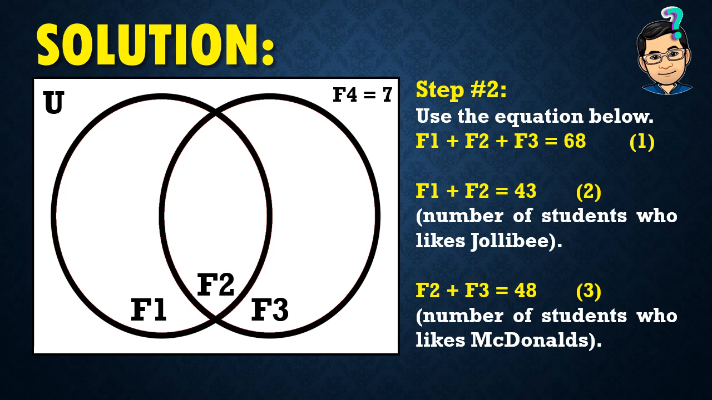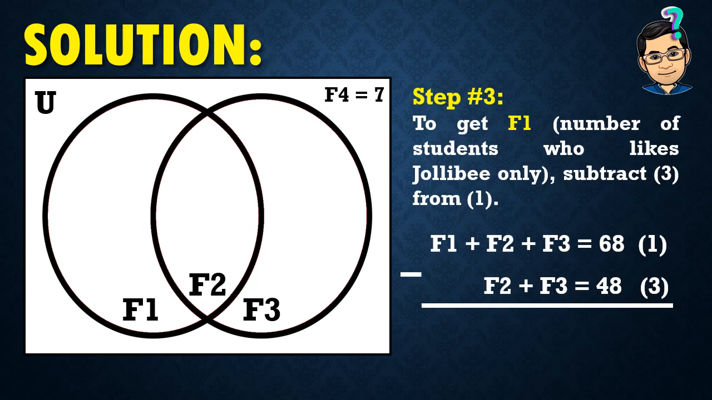And then, the second equation, so, kung number of students who likes Jollibee naman ang hinahanap natin, kailangan natin i-add yung F1 plus F2. So, that is 43. So, yun yung second equation natin. And then, for our third equation, we'll have F2 plus F3 equals 48. Ito naman yung number of students who likes McDonald's.